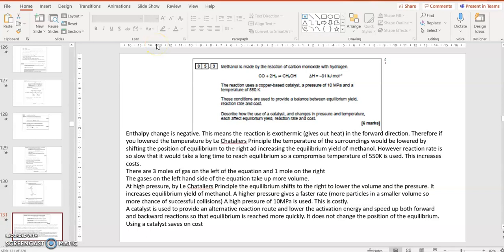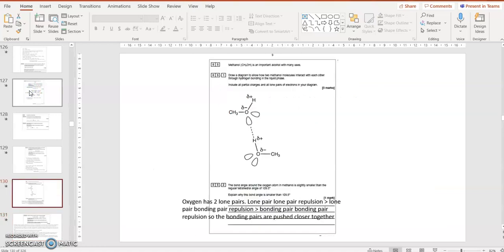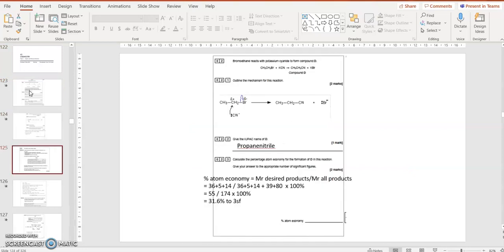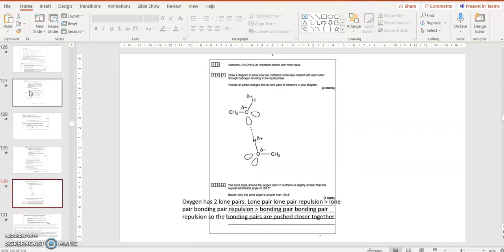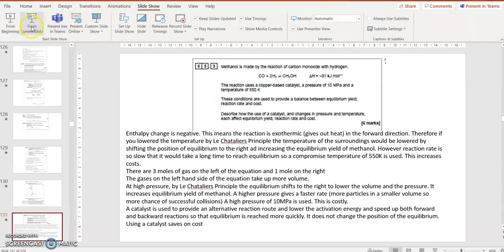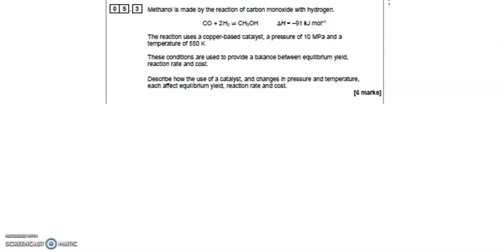Because there's not much on Le Chatelier's principle on A2, I've switched to AS, and I've switched to AS paper 2019, because here's a big one and it explains everything to do with Le Chatelier's principle. So I've got a reaction. I've got carbon monoxide and 2 moles of hydrogen making methanol.